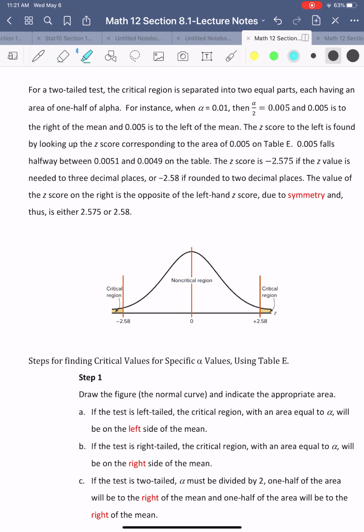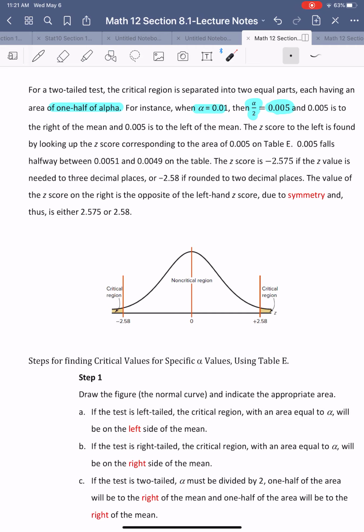So for a two-tail test, the critical region is separated into two parts, each having an area of 1/2 of alpha. So we take alpha and divide by 2. So 0.005 is to the right of the mean, and 0.005 is to the left of the mean. So for the z-score to the left, we look up the z-score corresponding to the area of 0.005 in Table E, and 0.005 falls halfway between 0.0051 and 0.0049 in the table. So for the z-score you can just say the average of these.